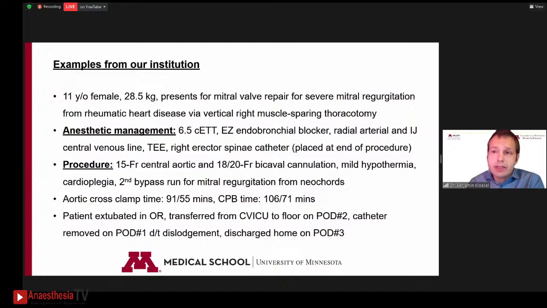This patient was also extubated in the operating room and transferred to the floor on the second post-operative day. The catheters were removed, unfortunately, on the first post-operative day due to dislodgement, but showed apparently good effect for pain control. And the patient was discharged home on post-operative day number 3.